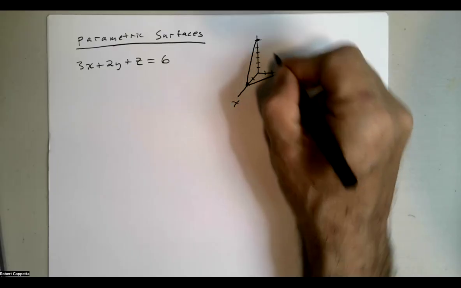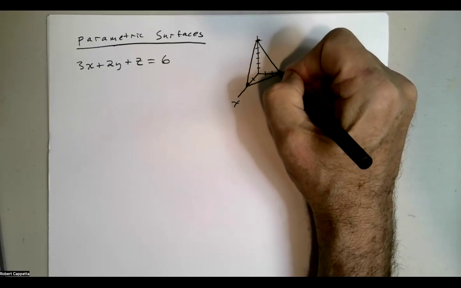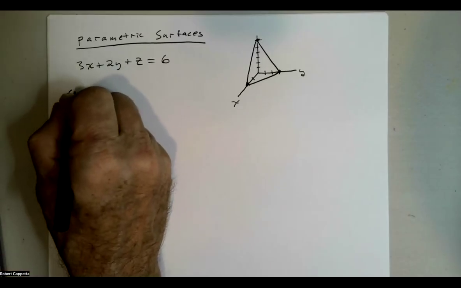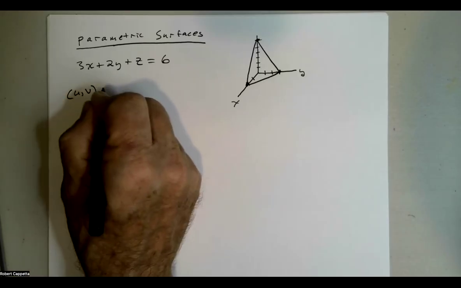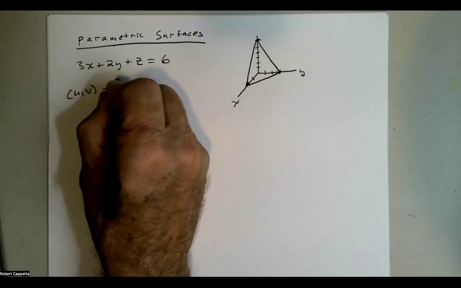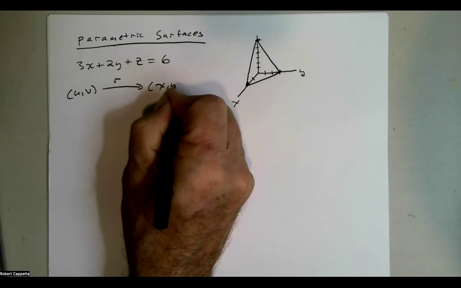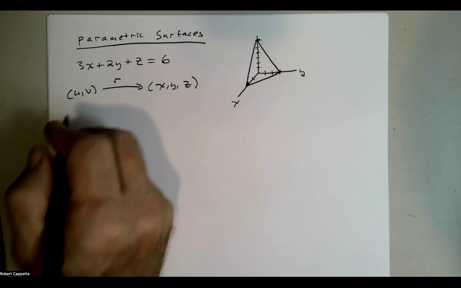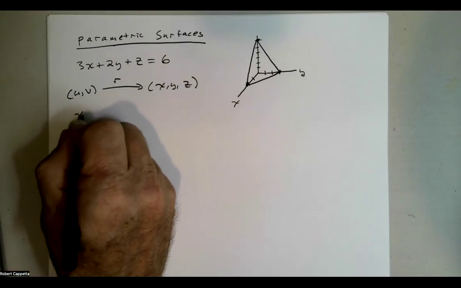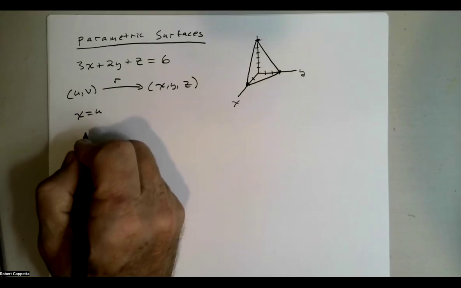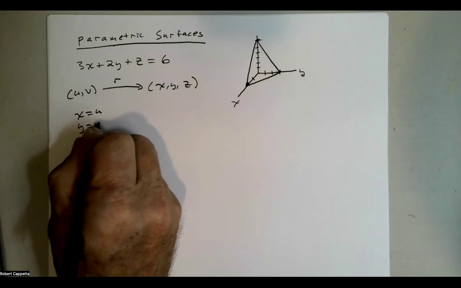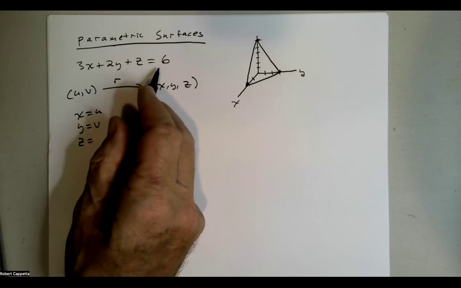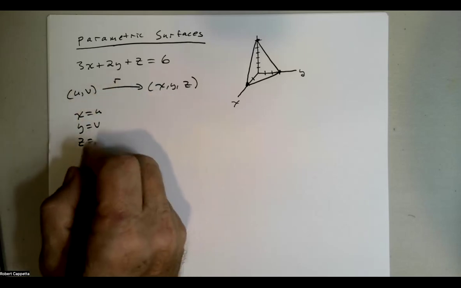Well, I want to express this parametrically. So what do I mean by that? Well, I'm going to start with a point UV. I'm going to use some function R that is going to send it to a point X, Y, Z. So the simplest way to do this here is to simply let X equal U, Y equal V. Then Z would just be 6 minus 3U minus 2V, because of course Z is 6 minus 3X minus 2Y.